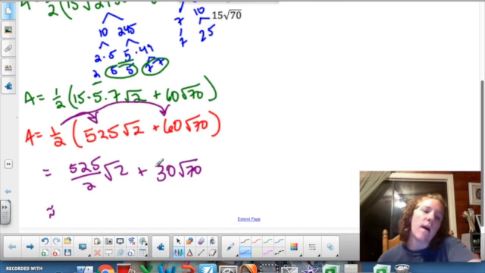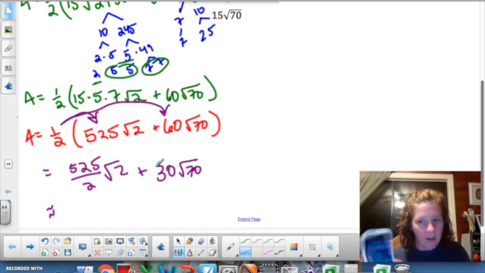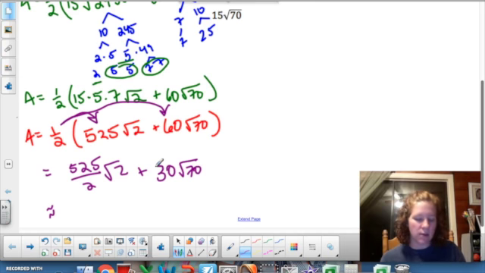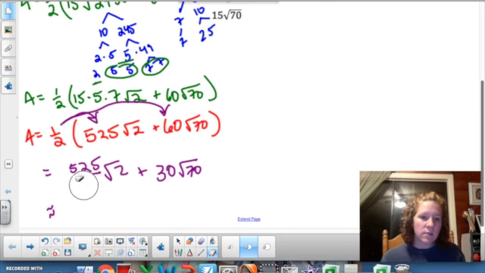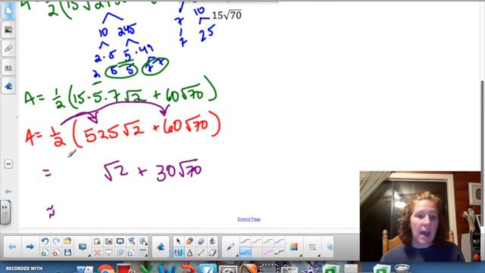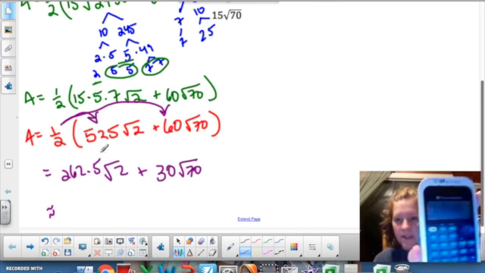an estimation as well. So for this, I need a calculator that can actually work with square roots, and my little computer calculator can't. So I'm going to type this in exactly as I see it there. It might be easier to put this 525 root 2 as a decimal. So I'm going to do that real quick. You can put it in the calculator, 525 divided by 2, and you get 262.5. So then in my calculator, I'm putting 262.5 times the square root of 2 plus 30 times the square root of 70.